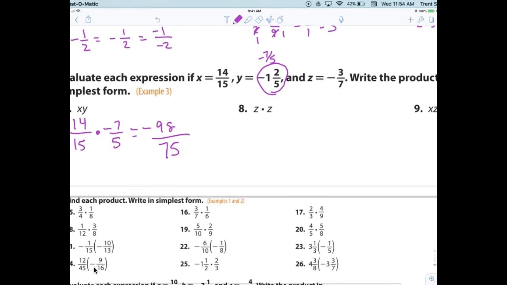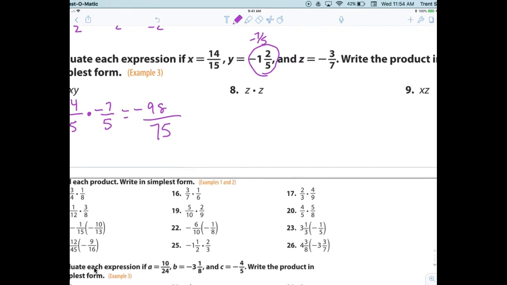Number 8, Jack. So it's negative 3 over 7 times negative 3 over 7, but the negatives cancel each other out, and 3 times 3 is 9, and 7 times 7 is 49. That's how easy. 9 over 49. Everybody hear me? 9 over 49.